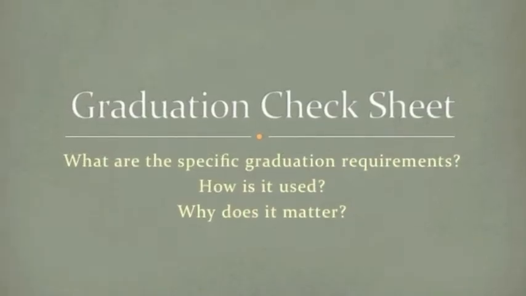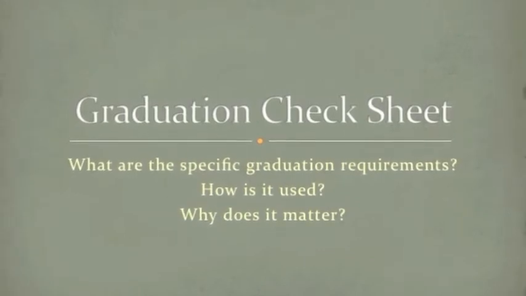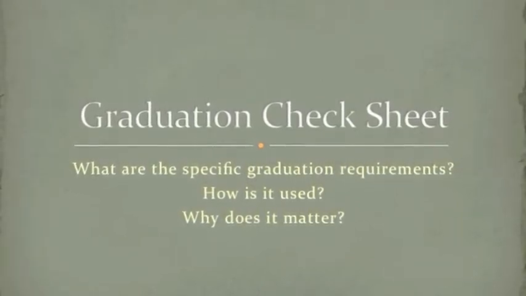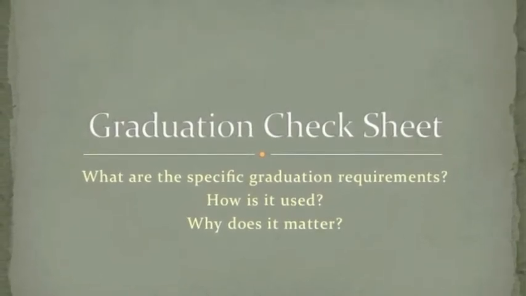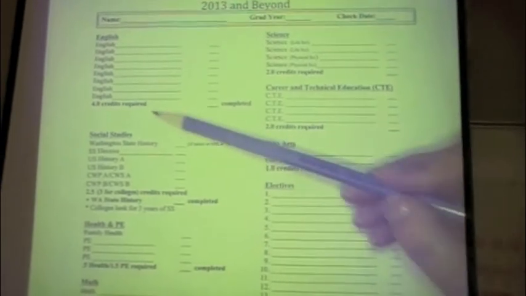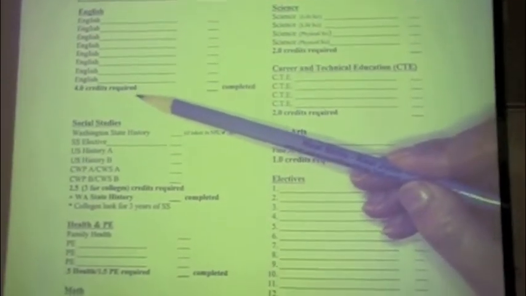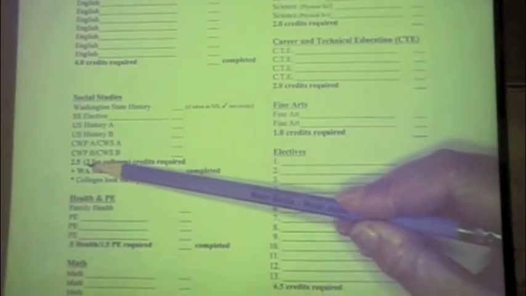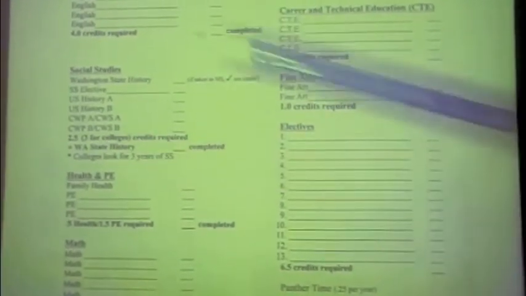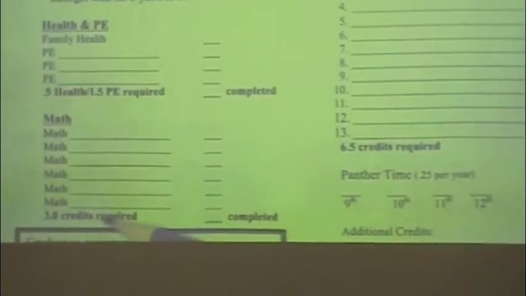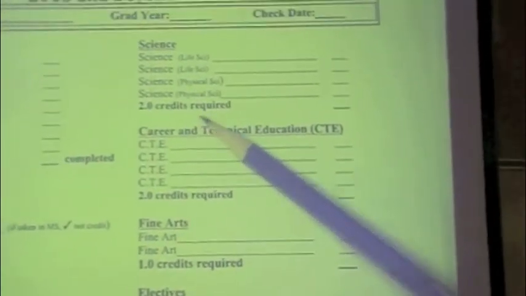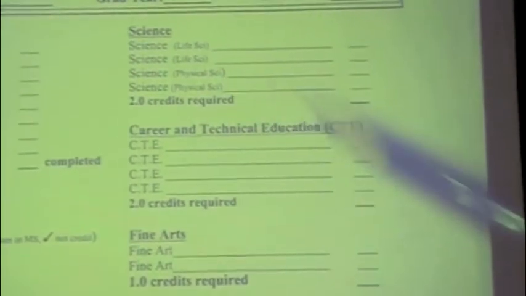The next item you're going to be working with is your graduation check sheet. This is what tells you what you have to meet graduation requirements at Westchester High School. So all students must have 4 years of English. All students must have 2.5 credits of social studies, 3 if you're looking at going on to colleges, a half of health, and 1.5 years of PE, 3 credits of math, 2 credits of science. In particular, you need to have a year of life science and a year of physical science.